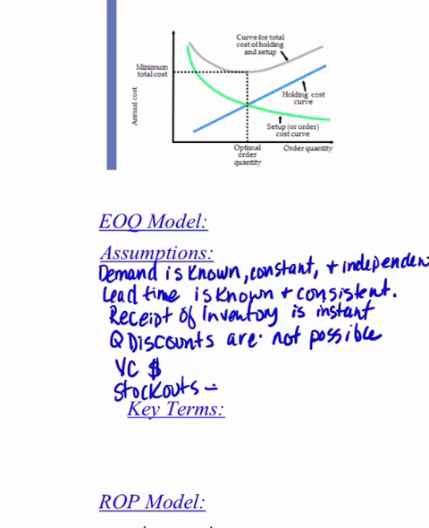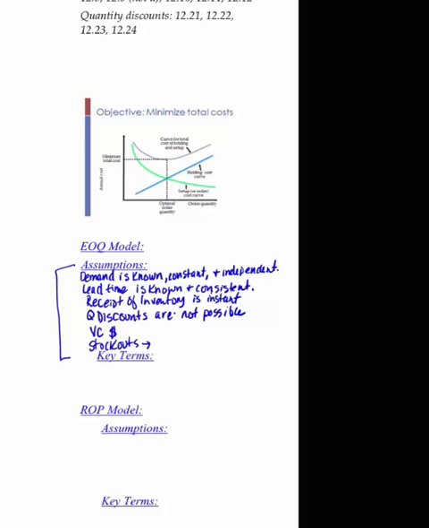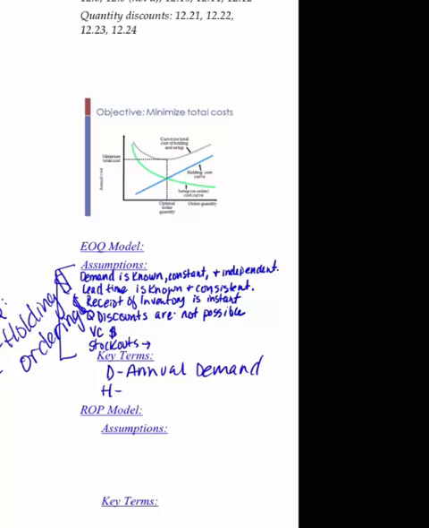So with those assumptions, the economic order quantity model, which is a minimization problem, so we'll write over here, EOQ model is a minimization problem where we're trying to minimize holding costs and ordering costs. So the key terms related to the economic order quantity model are D for annual demand, H for holding cost, and S for shipping costs.